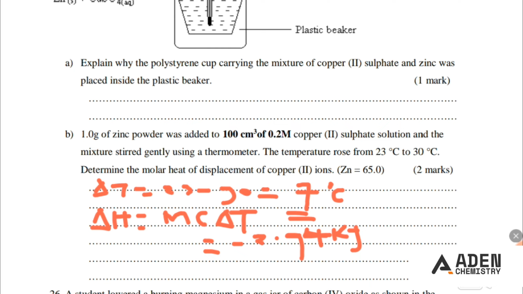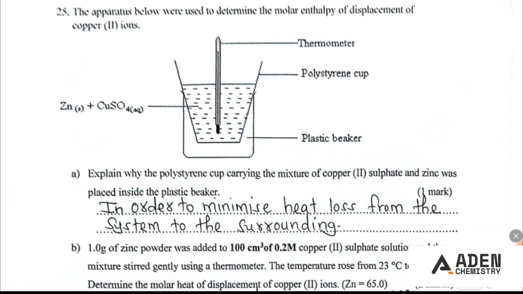Then thereafter, how are we going to get the molar enthalpy of displacement? By taking the enthalpy change divided by the moles. There we are going to get 190.9 kilojoules per mole. So what's the sign? We have to put negative because there was a rise in temperature. So learners, these are the answers for question number 25, part A. We proceed to part B to see the calculation.